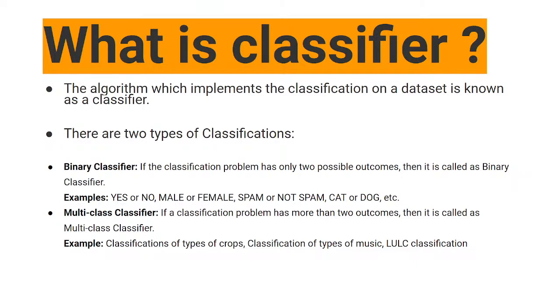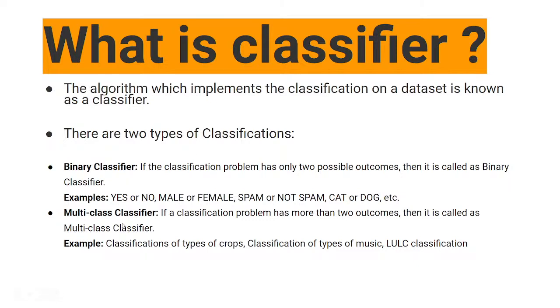Okay, and the multi-class classifier. What is multi-class? A multi-class classification problem has more than two outcomes. So when there are more than two outcomes, it's called multi-class. Suppose it is land use land cover classification. When I do land use land cover classification, I can get more than two outcomes, such as forest, vegetation, land use, water body, built-up area, and more. Suppose you want to classify the types of crops, we can get different types of crops: sugarcane, maize, rice, a lot of crops we can easily classify. Or also, suppose, classification of the types of music. So mainly classification has two types, binary and multi-class.